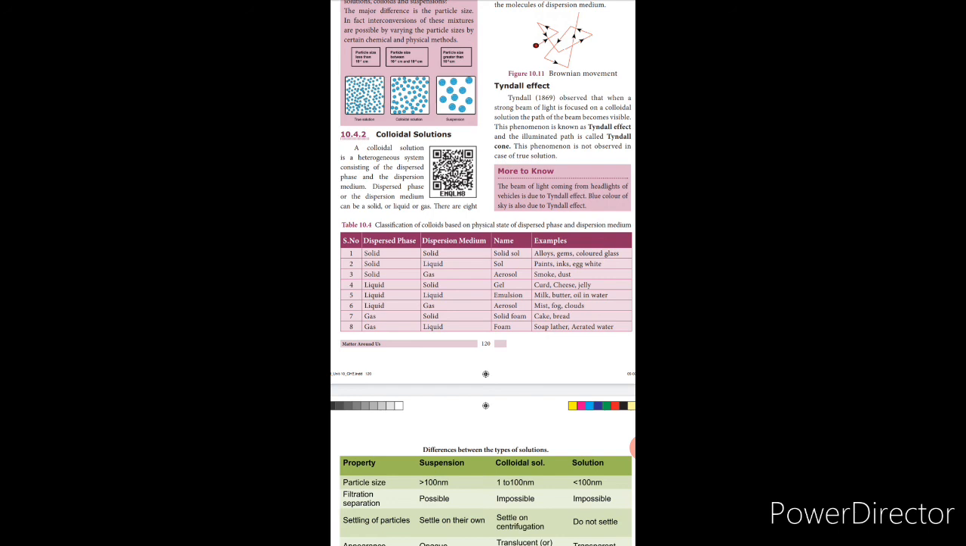So this tabular column is very, very important. See to it that you memorize the examples and the names, so that it is helpful when you do the objective questions. Now look into the last example, children. The dispersed phase is gas and the dispersion medium is liquid. The example is aerated water. Aerated water is carbonated water. Carbon dioxide is mixed with water, isn't it?